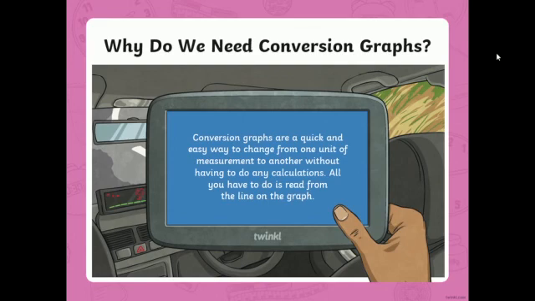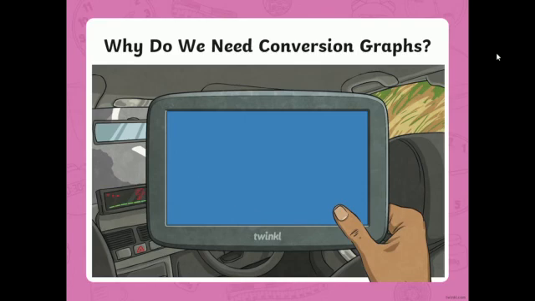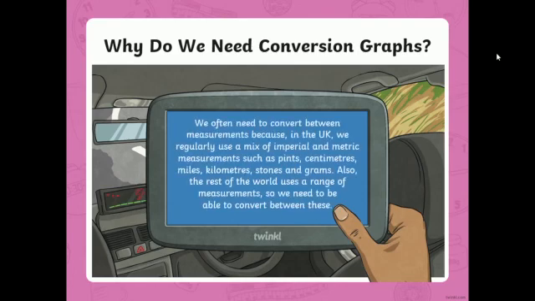So remember we have metric and we have imperial units. So it's not just between miles and kilometres you can get conversion graphs. You can get them between kilograms and pounds, and then litres and pints and things as well. In this country we use a mixture of measurements, so that's why being able to convert is handy, and then other countries use different ones as well.